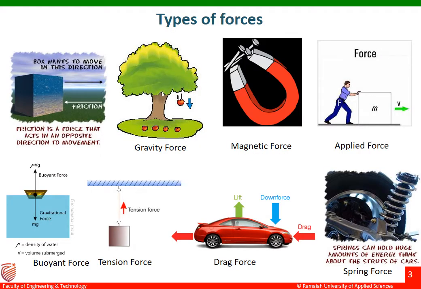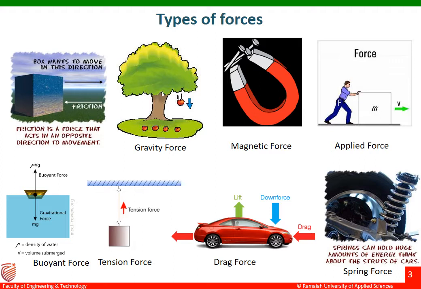Let us start with types of forces. You can see in the screen there are different types of forces. Let me repeat it. First, you can see there is a frictional force, and then you can see the gravitational force. You can see the apple is falling towards the earth or towards the ground due to gravitational force. And the next one is magnetic force. And the fourth one in the first row is the applied force. You can see there is a person applying the force on a block of mass m, and then that block is moving with the velocity of v.